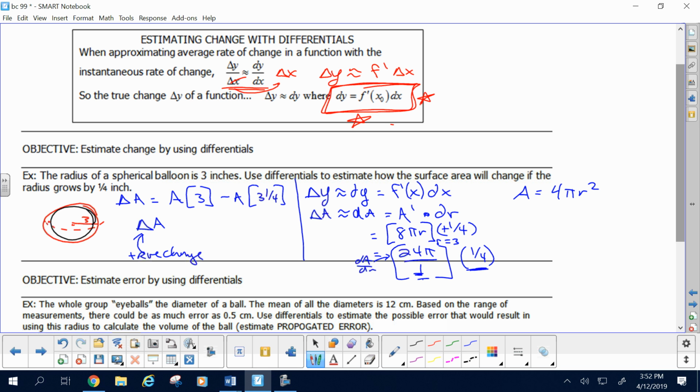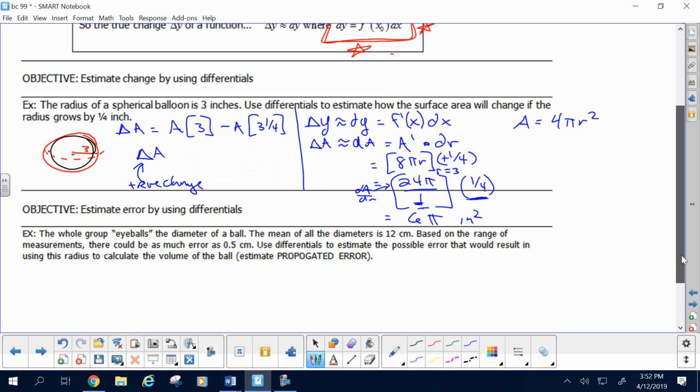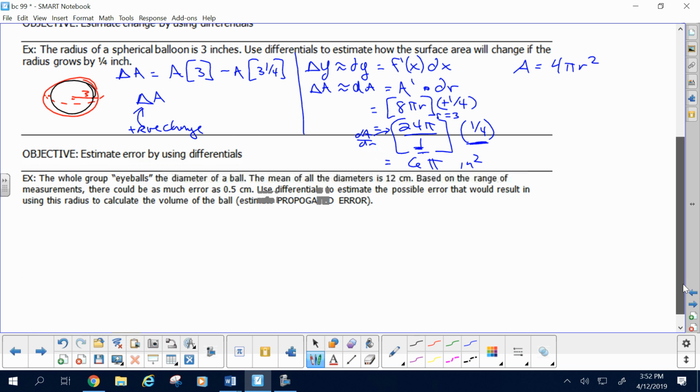So that means the area would only change, instead of by 24 pi, the area will only change by 6 pi. The units on that are change in area, so that's inches squared. So I would estimate that the area changes by 6 pi inches squared using differentials. That's the idea of using differentials to estimate change. It's a rate of change times an amount of change in the independent variable gives you an amount of change in the dependent variable. All right?